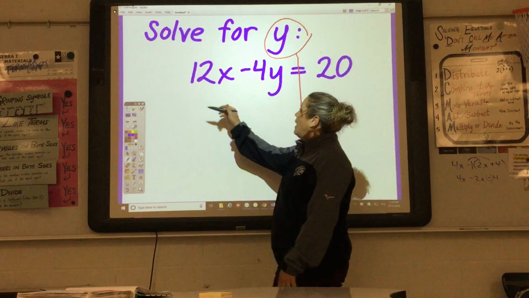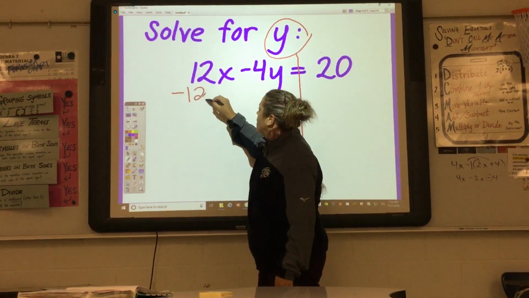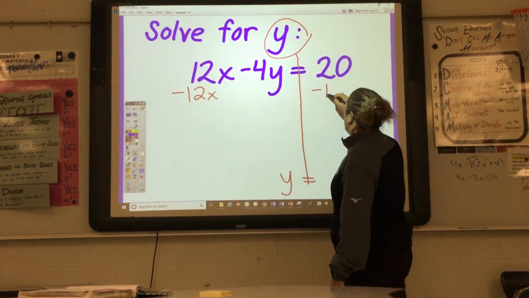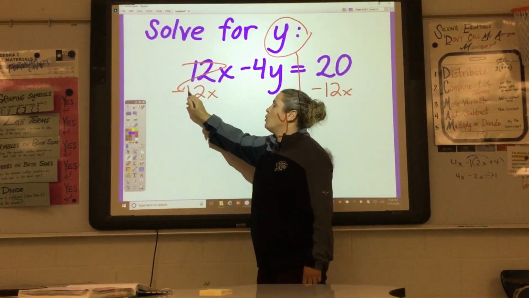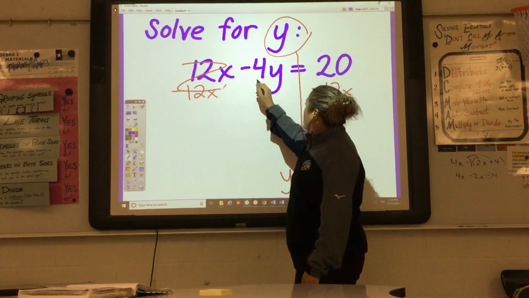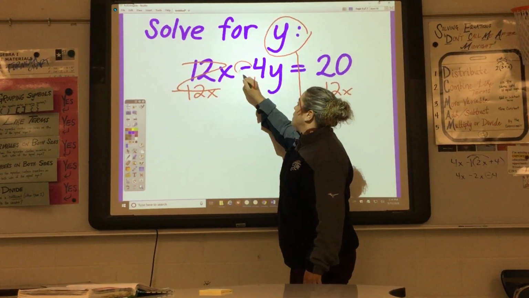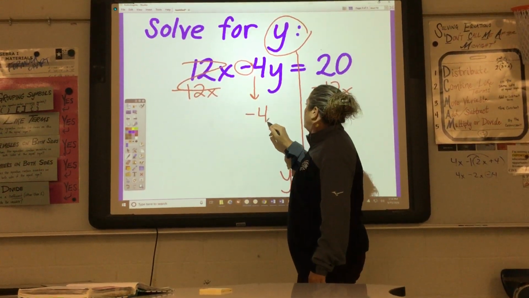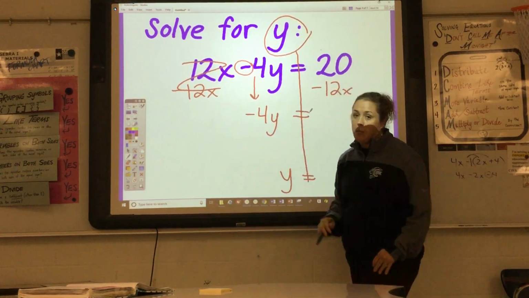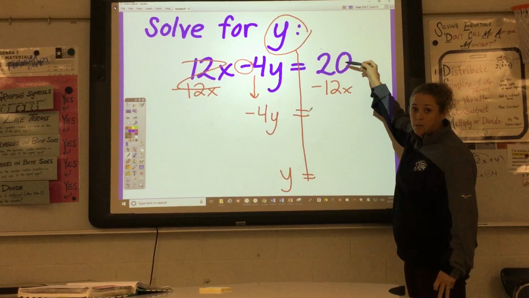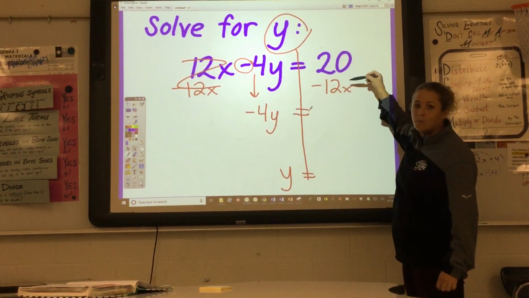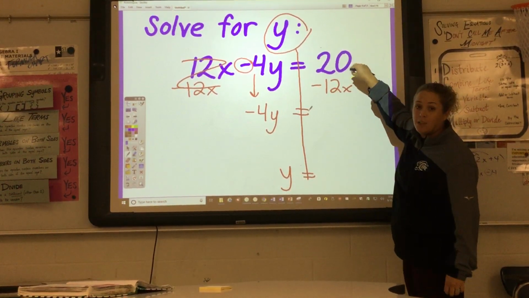So to do that, I first need to subtract 12x from both sides. Okay? This zeroes out. Some of you are really good about that. This is a big miss. Don't forget to bring down your negative. You have negative 4y equal to. Here's another big miss. These are not like terms. Okay, again, these are not like terms, so you cannot combine the two.